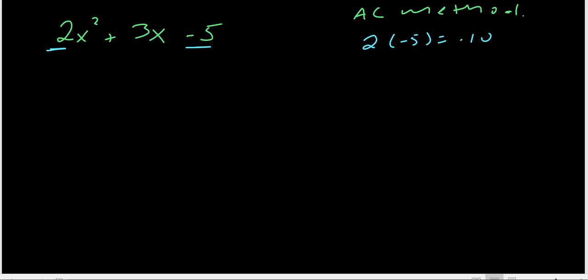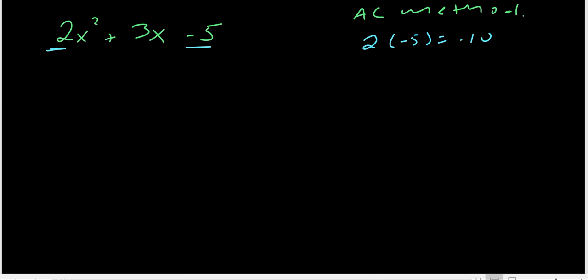Now what we want is to find two numbers so that when you multiply them, that equals the same number. But if you add those two numbers, it's going to equal the middle coefficient. So in this case, the 3.